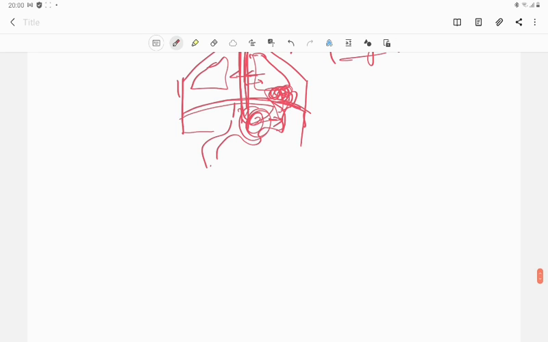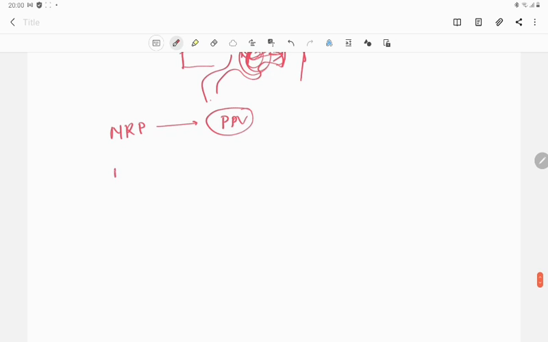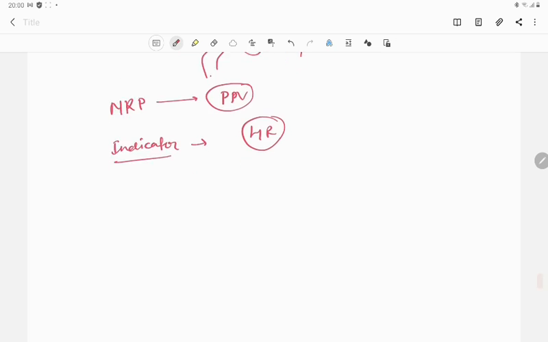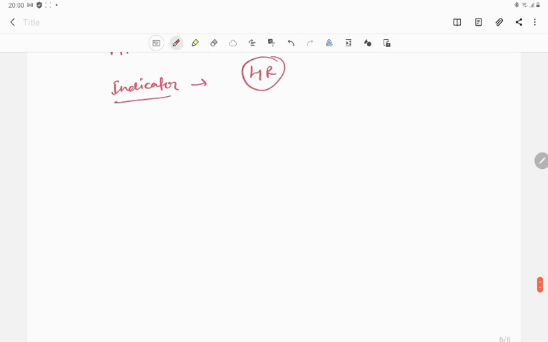Now the single most important step in the NRP is PPV. I've already told this, right? And the single most important indicator that we have to look for is heart rate, right? So these are the things that we have to keep in mind.